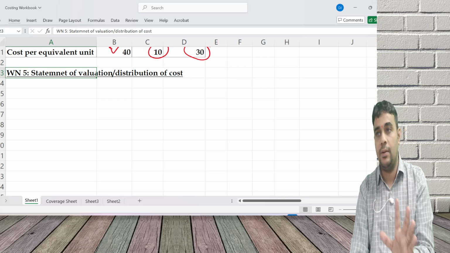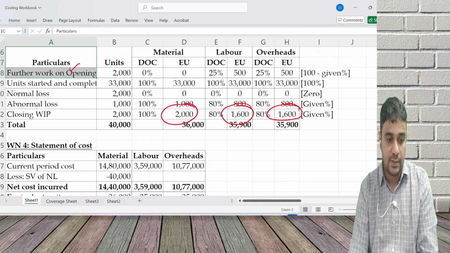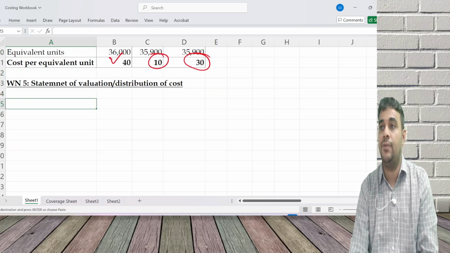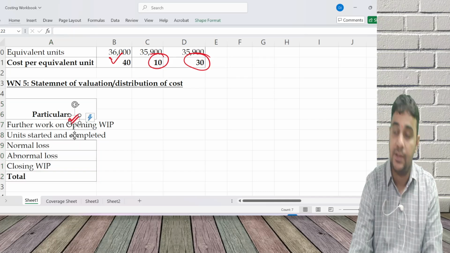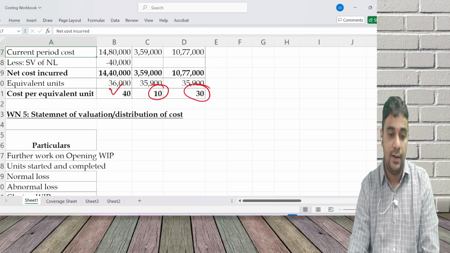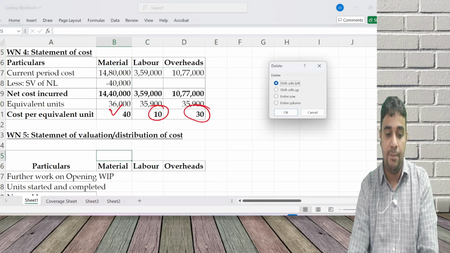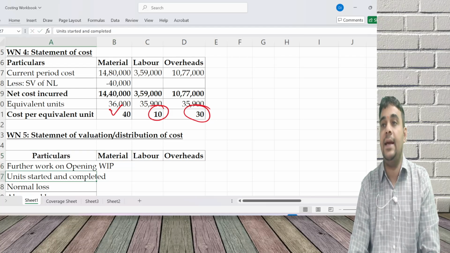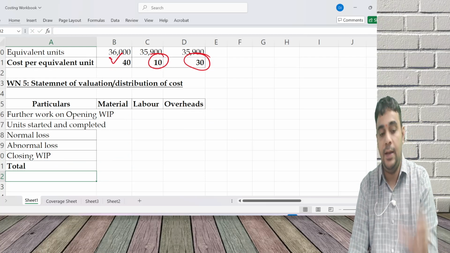Listen for a minute, it's a time-consuming exercise. I'm going to copy paste, like we were doing CDR into CDQ. I've copy pasted the 5 items which were there. Now the heading is material, labor, overheads. You will take the units from step 3 into 40.